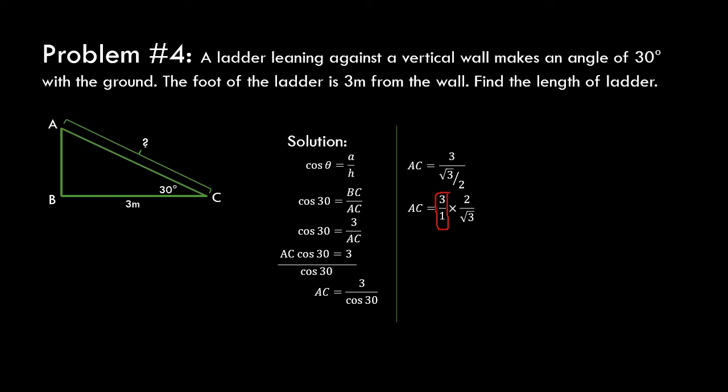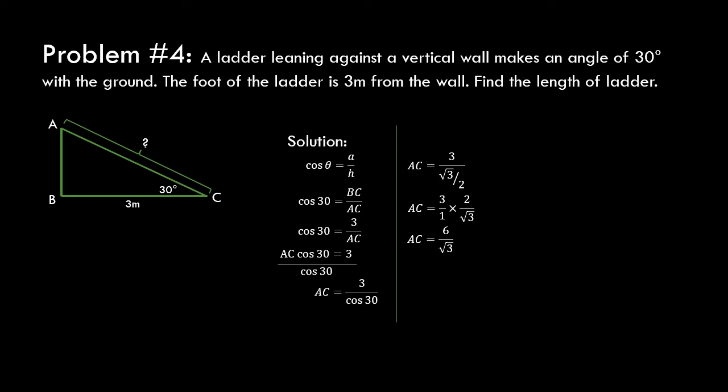You can put a denominator of 1 in here, but if you do not, it's fine. It's the same. I just put it like that so that you can understand better. Now, multiply that, we're going to have 6 over square root of 3.